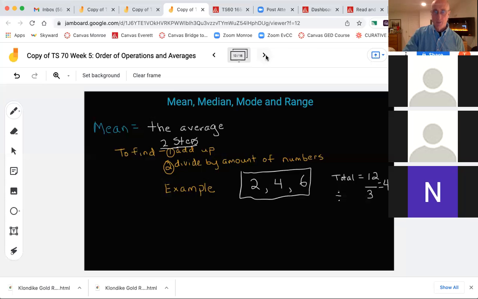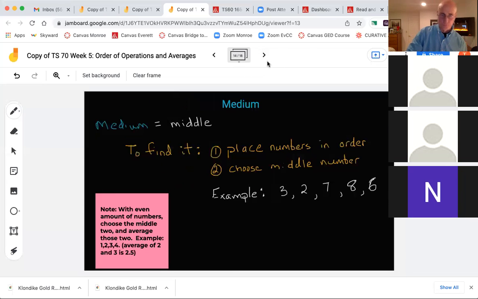All right, let's move on to the next concept, the median. I think it's the medium with an M here. Sorry about the misspelling there. The median.